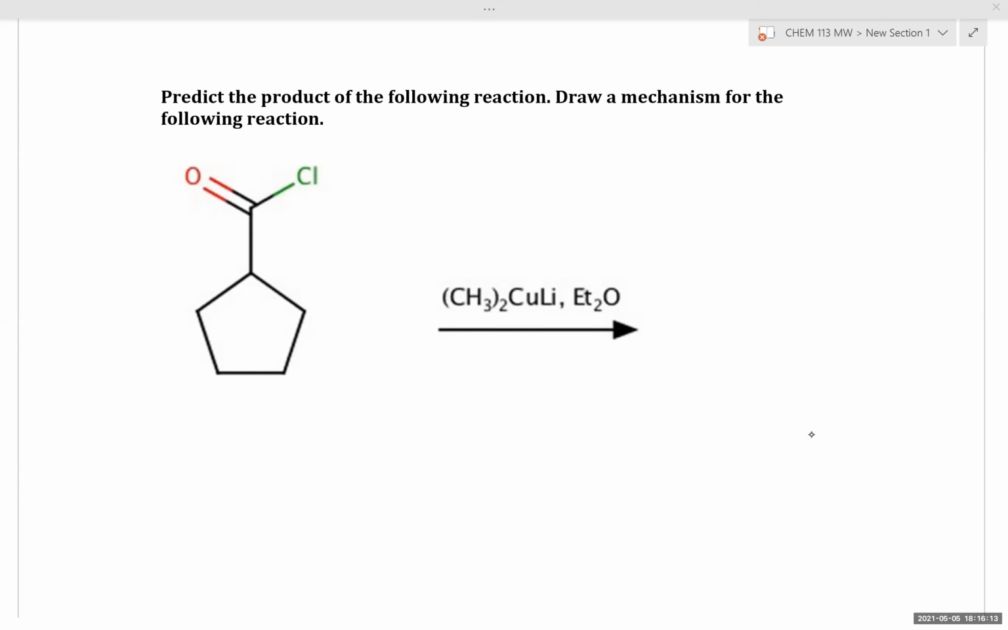The lithium is just a counter cation. Looking at our previous example, in this case, the methyl groups are the alkyl groups on the organocuprate reagent.